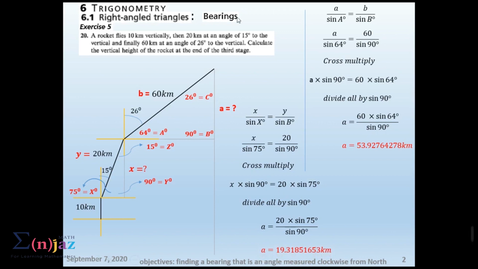Now, if we want to calculate the total vertical height, from here to here is 53.9, and to carry on from here to here, this is equal to 19.3, and we know that this one is 10. So to find the vertical height, if we add the 3 vertical heights, we're going to end up with 83.2 kilometers, and this is again correct to 3 significant figures.